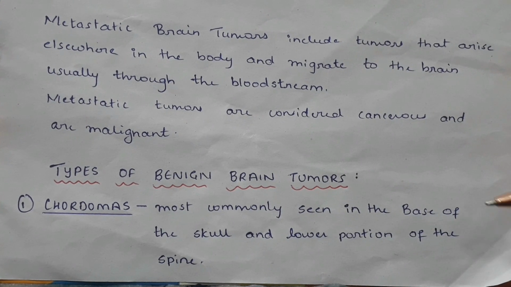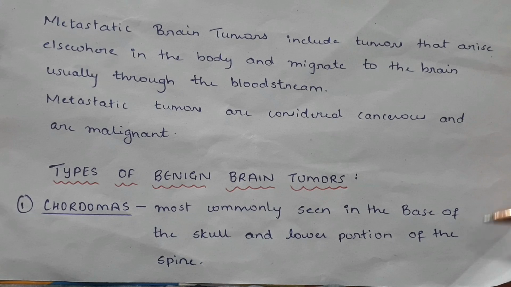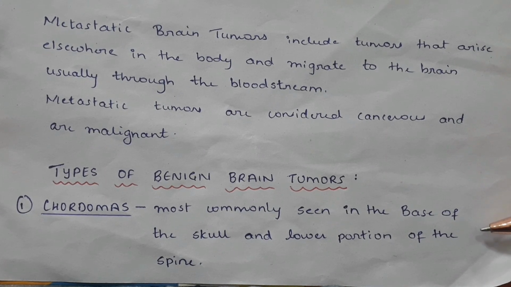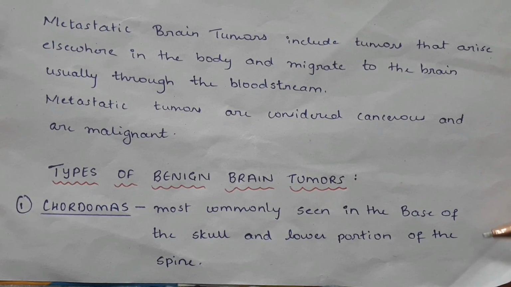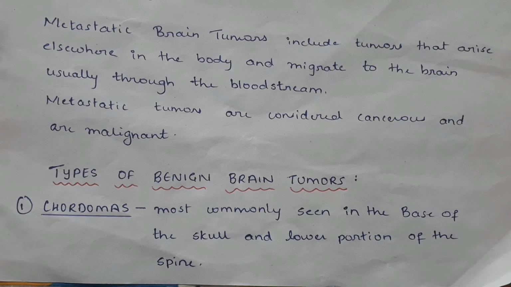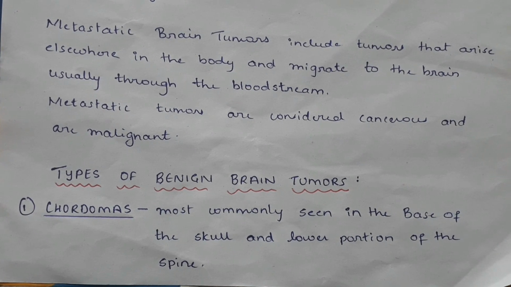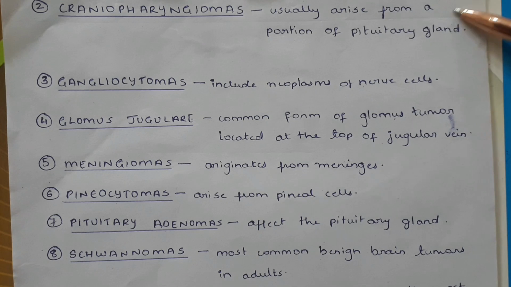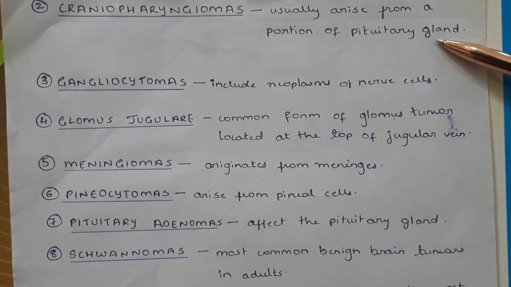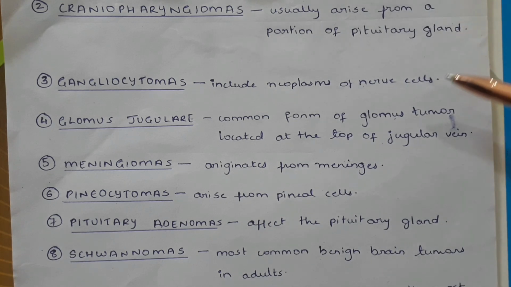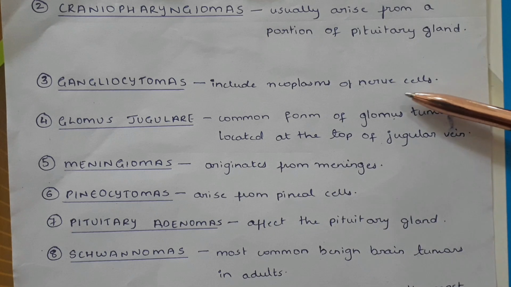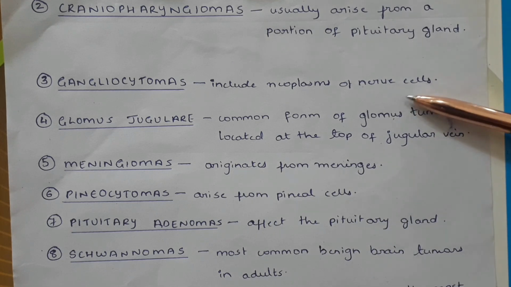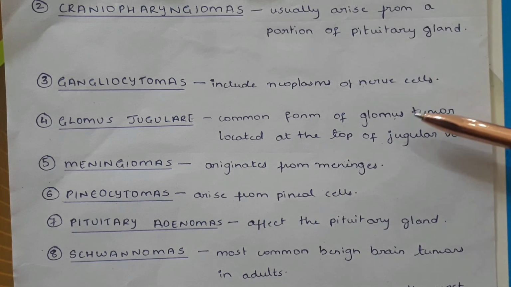Types of benign brain tumors. The first one is chordomas, which is mostly seen in the base of the skull and the lower portion of the spine. Then we have craniopharyngiomas, usually arise from a portion of the pituitary gland. Gangliocytomas, which include neoplasms of nerve cells.